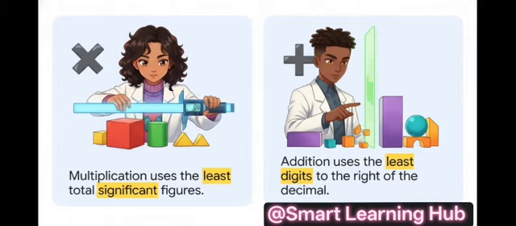I want to strongly emphasize the fundamental difference here so you never mix these up. With multiplying and dividing, the focus is on the least total significant figures in the entire number. But when we are adding and subtracting, the focus is only on the least digits to the right of the decimal point. Actually, scratch that. It's literally the only thing that matters. The total number of sig figs goes completely out the window. It's all about those decimal places.